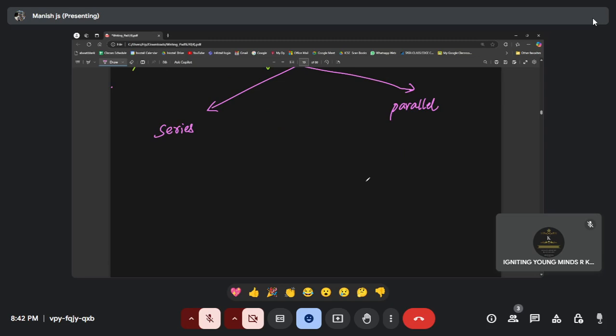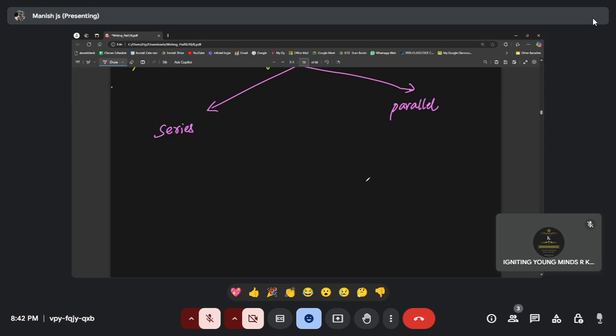An example can be serial lights, connection of serial lights. You can also give the example of the flowers in a garland as an example of series connection. Have you seen in a garland how the flowers are joined together one after the other? That's a classic example of series.